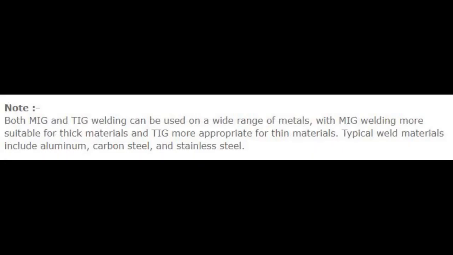Note: both MIG and TIG welding can be used on a wide range of metals, with MIG welding more suitable for thick materials, and TIG more appropriate for thin materials. Typical weld materials include aluminum, carbon steel, and stainless steel.